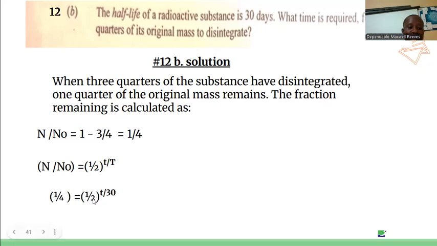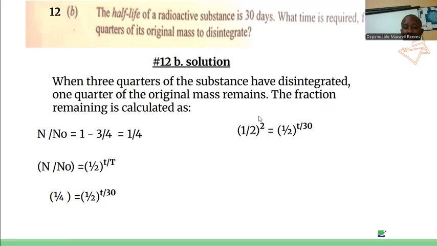So placing the value now, we have 1/4 equal to (1/2) raised to the t over 30. We need to make the two bases the same. So we can raise 1/2 to the second power to get the same 1/4. So 1/4 can also be written as (1/2) all squared, because 1 times 1 is 1, and 2 times 2 is 4. So we can now see that the two bases are exactly the same. So 1/2 can cancel out 1/2.